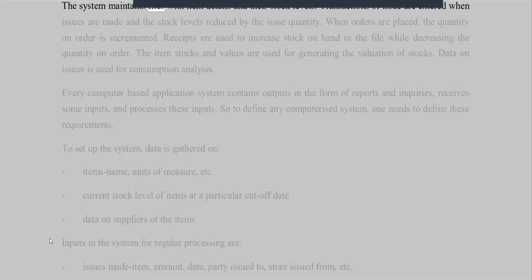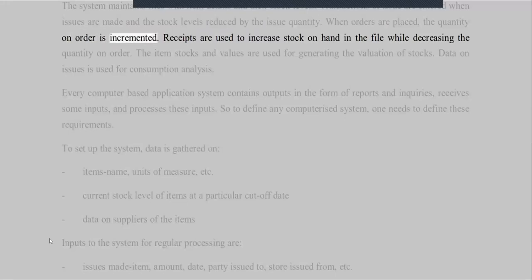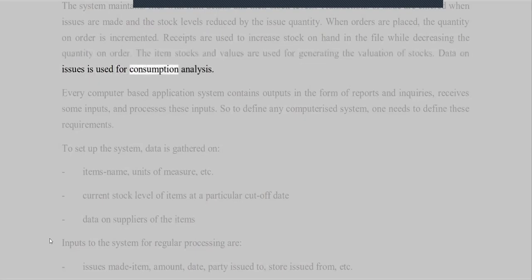The system maintains files with item details and their stock levels. Transactions of issue are entered when issues are made and the stock levels reduced by the issue quantity. When orders are placed, the quantity on order is incremented. Receipts are used to increase stock on hand in the file while decreasing the quantity on order. The item stocks and values are used for generating the valuation of stocks. Data on issues is used for consumption analysis.